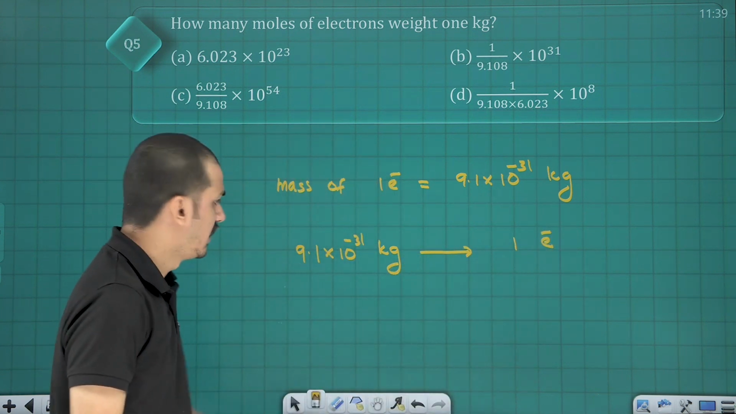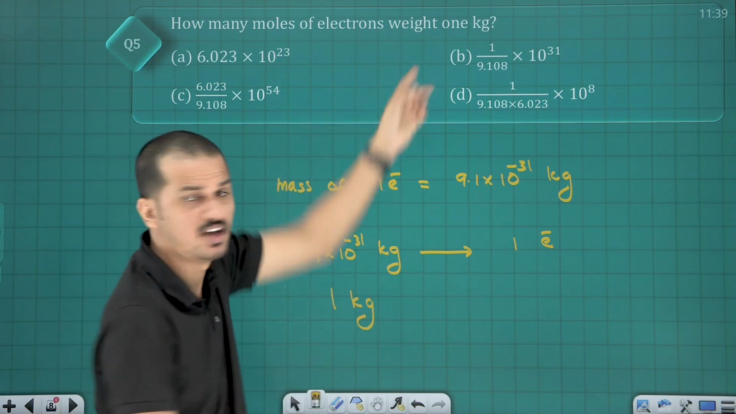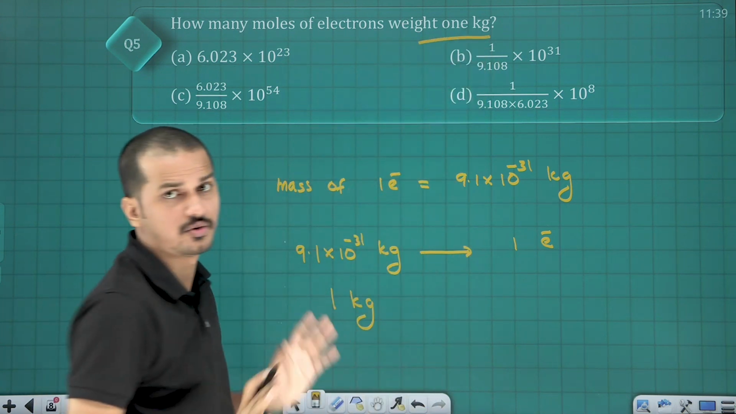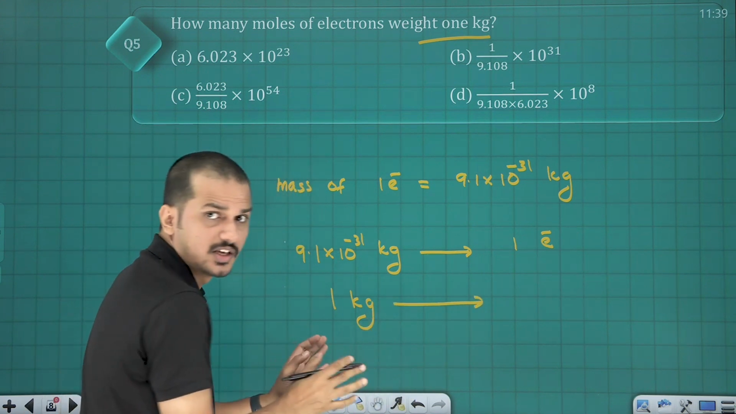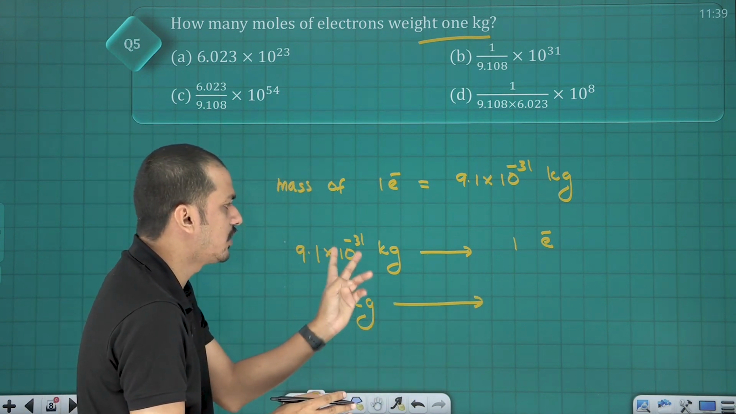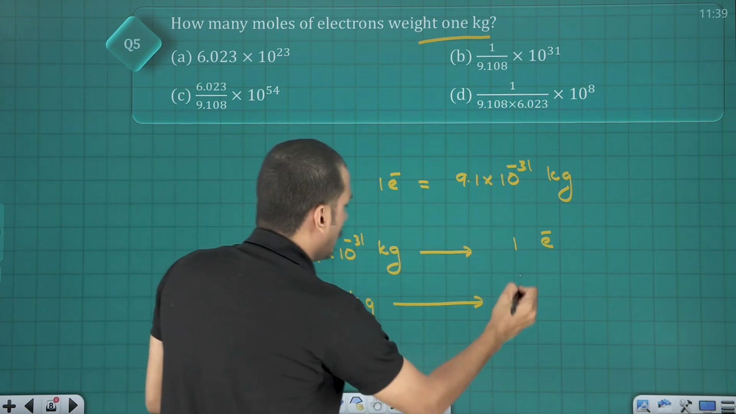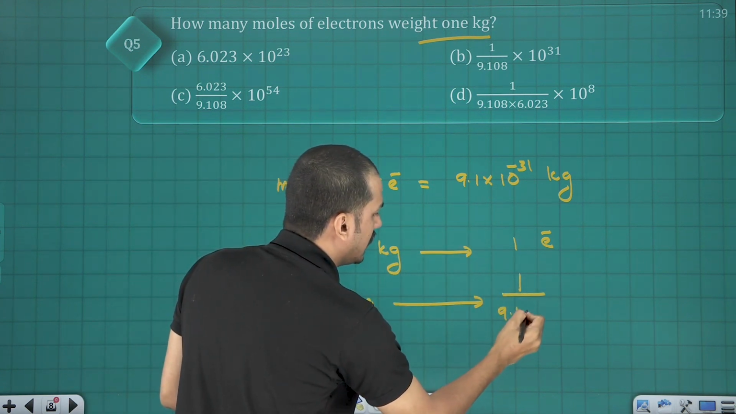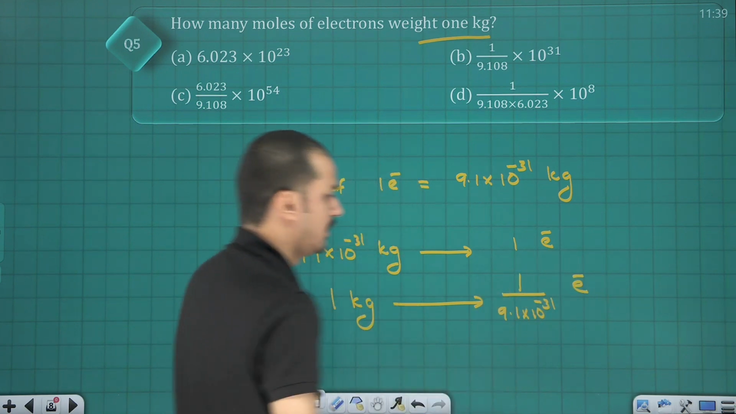Now they are asking about 1 kilogram of electrons. If you take 1 kilogram of electrons, the number of electrons is: 9.1 into 10 raised to minus 31 kilogram means 1 electron, so 1 kilogram means 1 by 9.1 into 10 raised to minus 31. This many electrons will be there.